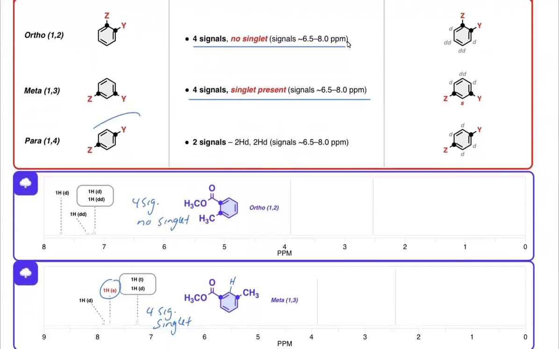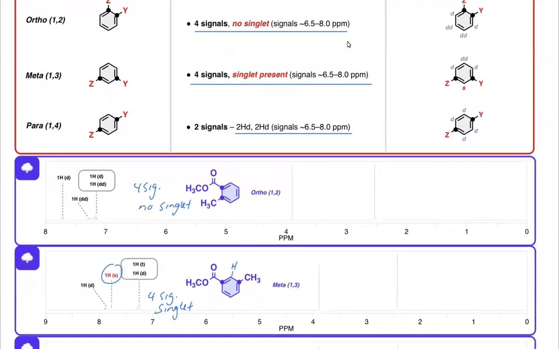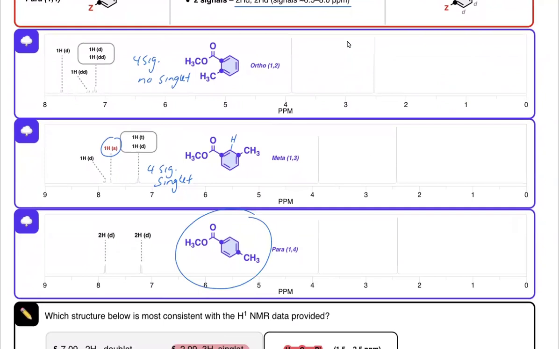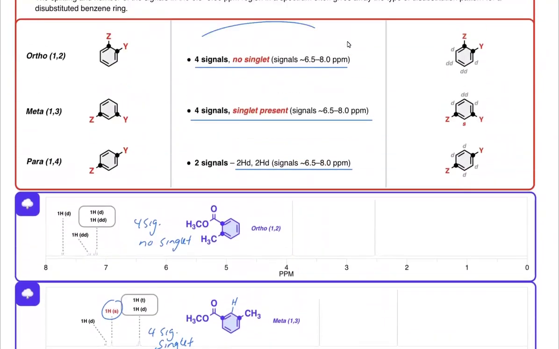Then a para-disubstituted ring with the substituents all the way across will only have 2 signals in the aromatic region. Both will be doublets, 2H doublet, 2H doublet. For example, here I've got a para-substituted ring. Notice in the Aryl region, I've only got 2 signals, 2H doublet, 2H doublet. So ortho, 4 signals, no singlet. Meta, 4 signals with a singlet in that Aryl region. And para is 2H doublet, 2H doublet.